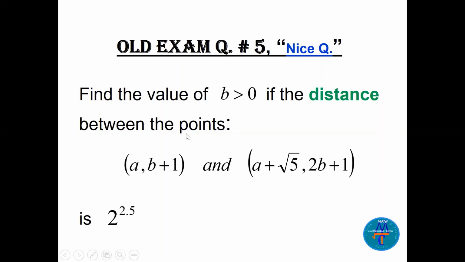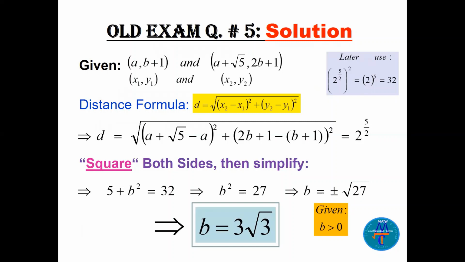If the distance between the points, this one, this is a point, you can call it anything you like, and this is another point, the distance is 2 to the power 2.5. So I gave you the distance, and then you have to figure out what is B. Now, just find the distance. See the idea here? Just find the distance. All right.